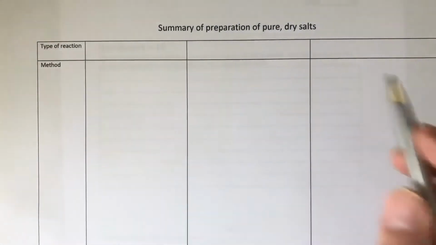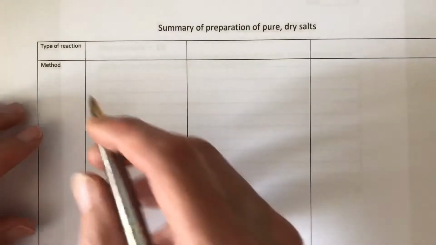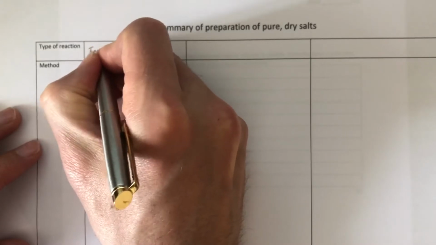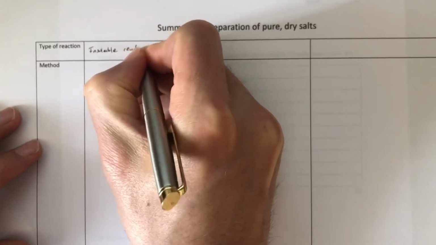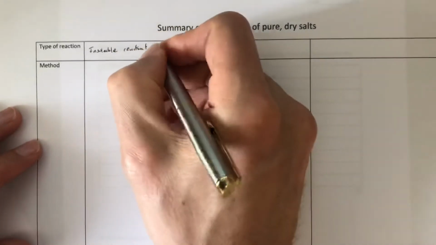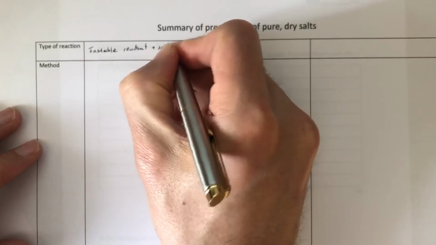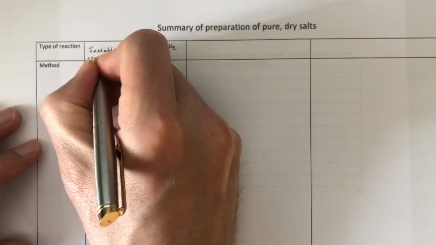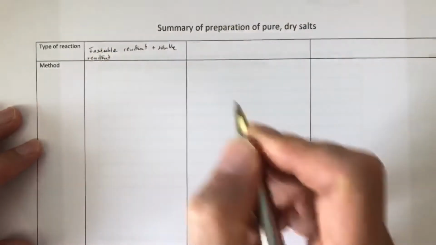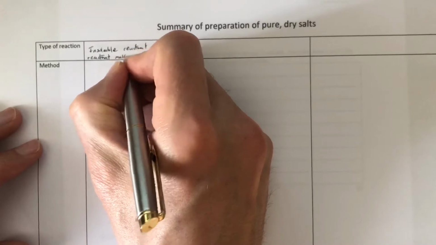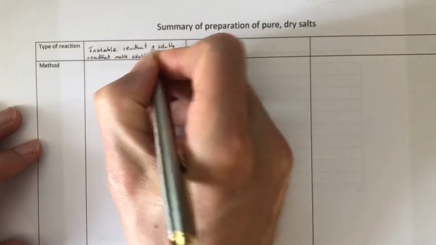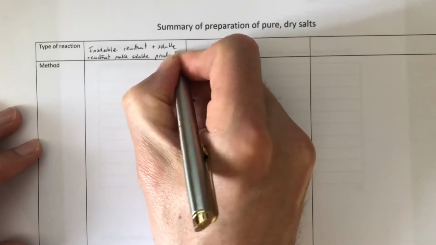So we've got three different reactions we need to know about, three different methods. The first one is insoluble, where we start with an insoluble reactant and a soluble reactant. It's a bit of a mouthful, isn't it? An insoluble reactant and a soluble reactant, and they make soluble products. Hopefully you can see that. I've written that a bit small.